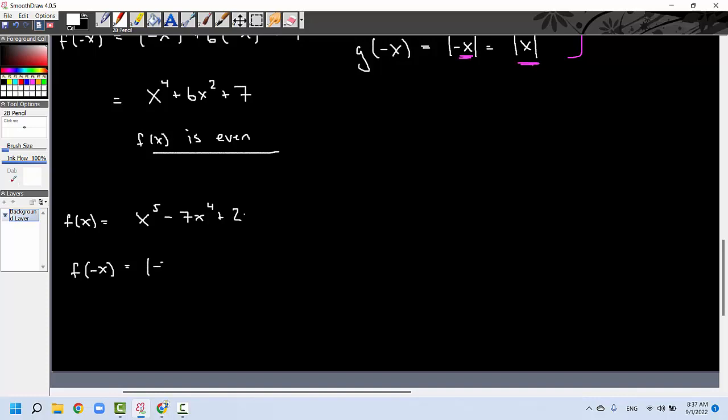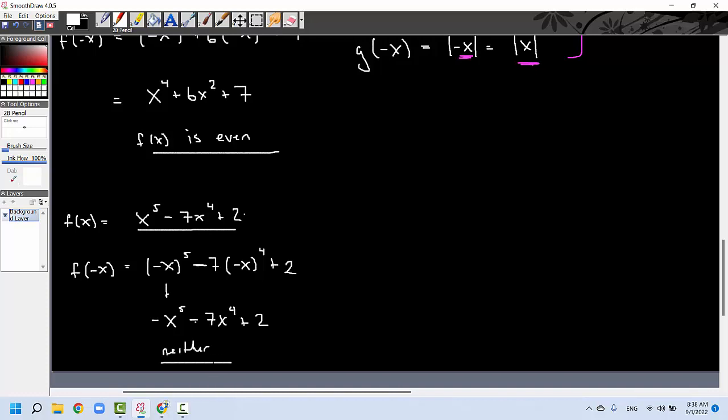And so if I plug in negative x to the fifth minus 7 times negative x to the fourth plus 2. Any negative thing raised to the fifth power is going to be a negative version of that thing, because the odd power will allow the negative to survive. And so this negative here will be negative 7. And then again, the negative to the fourth will just become x to the fourth, and then plus 2. And you see how the function fundamentally changed, right? There's something different about it. It's not what it was before. This is neither.